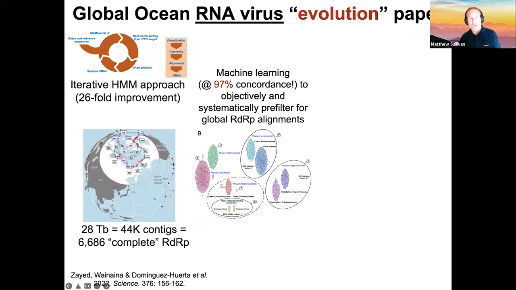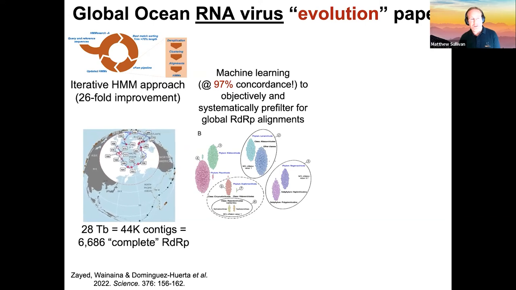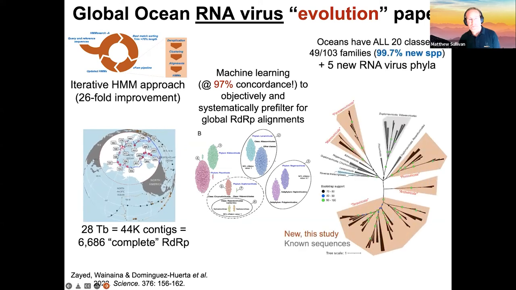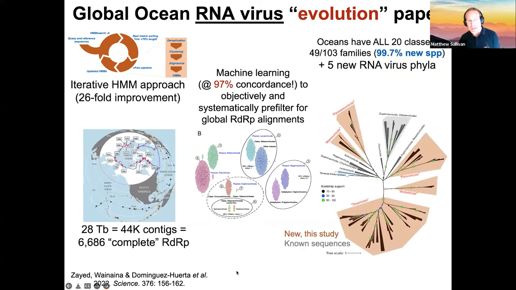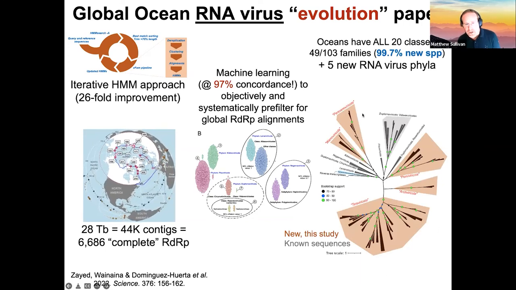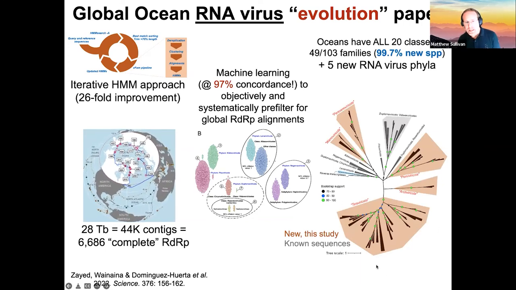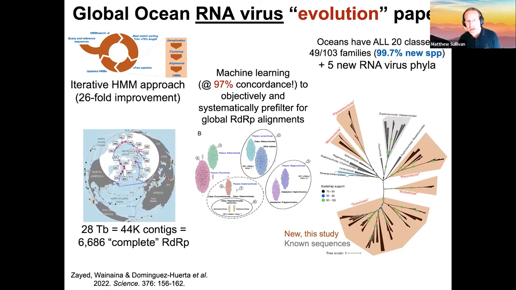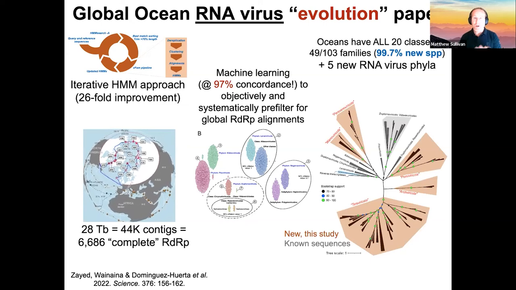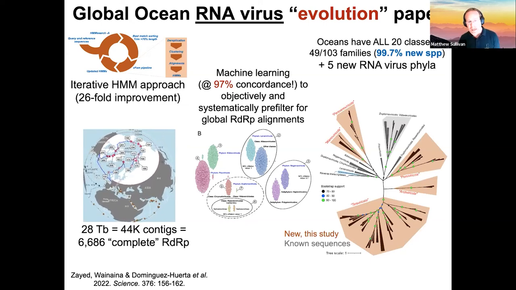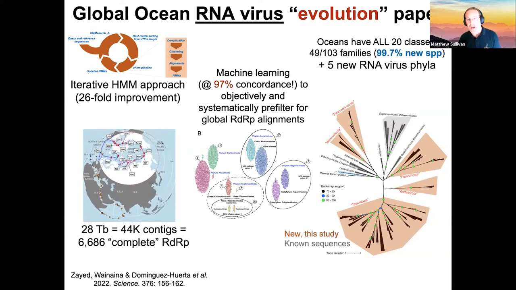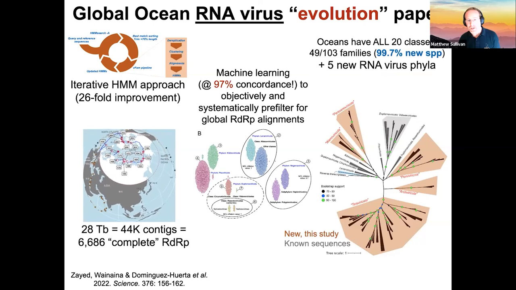And this led to a systematic and objective pre-filter to allow us to really improve the global alignments for these trees. And when we made our global tree, it led to this picture. In this picture, what you're seeing is, in gray, all of the known RNA virus phyla. So there were 5 known RNA virus phyla, and that's from all of previous work. And in the more reddish sequences, you're seeing 5 new phyla that emerged from the global oceans data.